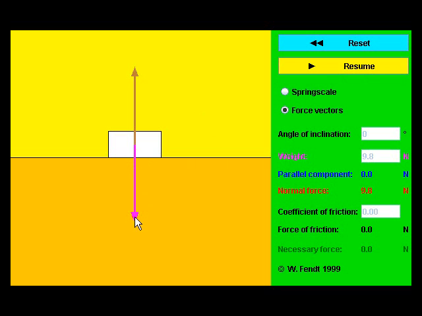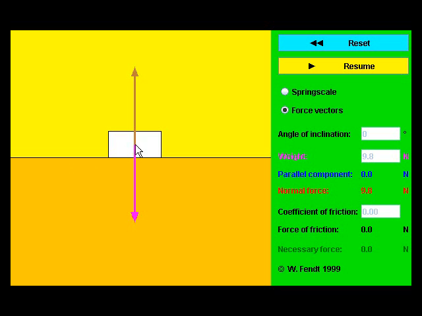This force that's going down, that's called the gravitational force. And the force going up is the force of the table pushing up on the block. This is called the normal force. And the normal force is 9.8, same as the weight. The weight pushes down, the normal force pushes up.